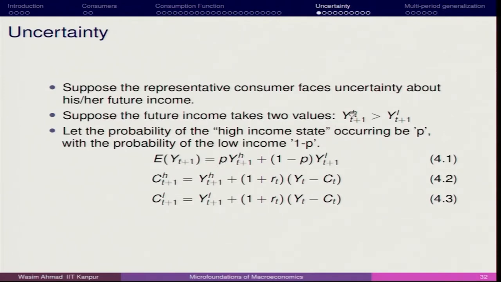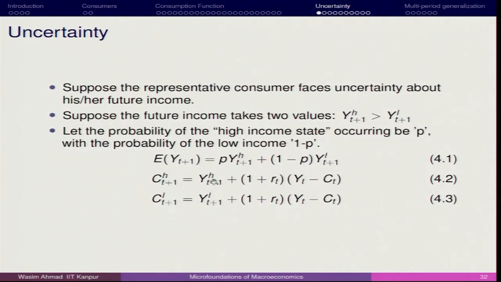I attach probability p with y h t plus 1, assuming that this representative consumer earns a high income, this is the probability of having high income in future, and 1 minus p is the probability of having a low income in future. Now, once I define this, then for the given level of probability, I will also have to specify the consumption attached with each. So, if he is going to have the high income in future with the given level of uncertainty, then c h t plus 1 equals y h t plus 1.